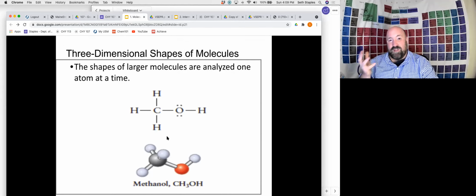If we have a molecule that's a little bit bigger, and we might have what we call 2 central atoms in there, those we just think about the molecular shape 1 atom at a time. So we would think, in this example of methanol, about our molecular shape around this carbon and a different molecular shape around this oxygen.